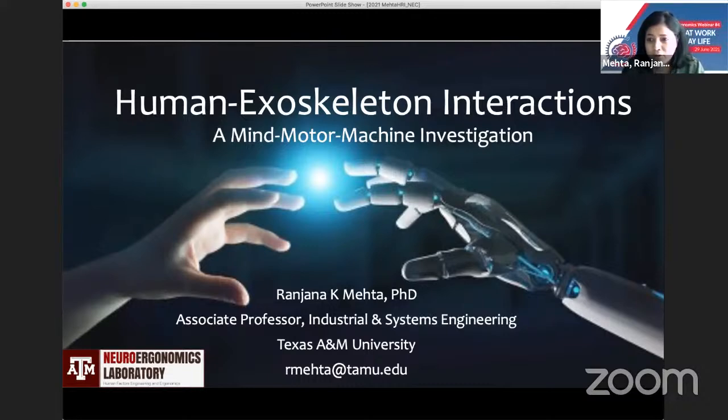I feel like an oddball here, no pun intended, because I'm not a cognitive neuroscientist or a psychologist. I'm an engineer by training and also an ergonomist by training. So neuroergonomics is relatively new for me. But what I want to provide here is an insight on how neuroergonomics can really help in understanding, measuring, and modeling mind-motor-machine investigations, particularly as we are going into human technology partnerships across aspects of our lives.